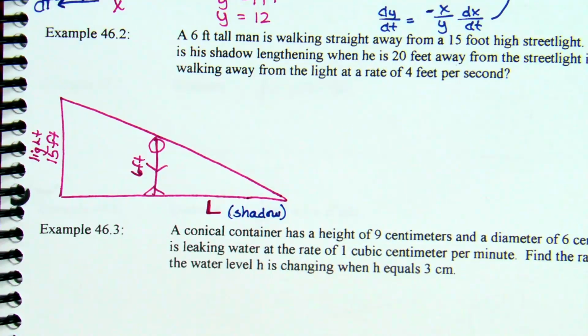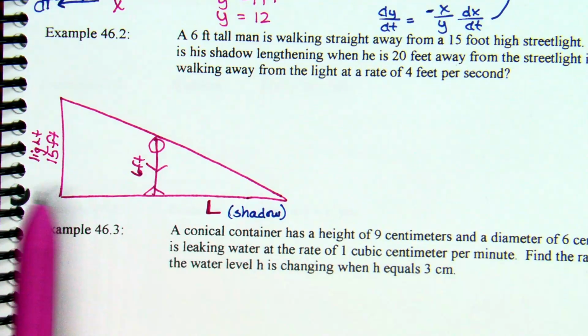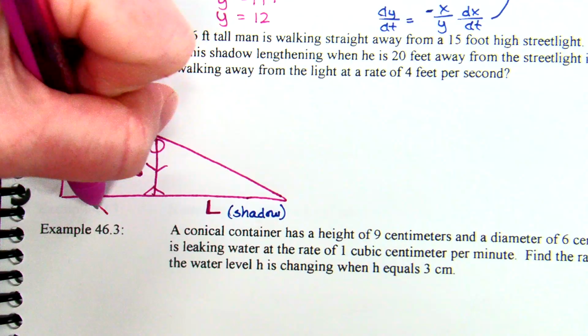Use whatever variable you want. And then we also need a variable for the distance between him and the light. And so I just have x there.